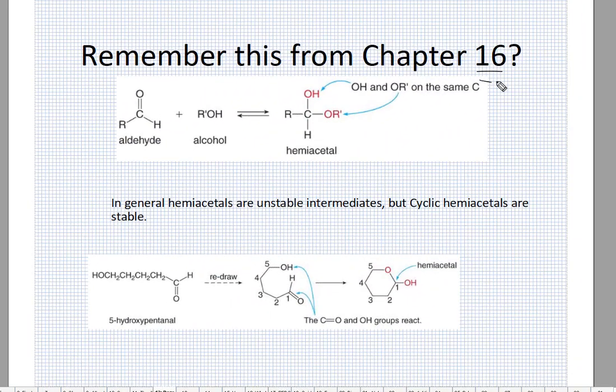Okay, so in chapter 16 we talked about acetals and hemiacetals. These are addition reactions. We add an alcohol to an aldehyde. This bond kind of opens up and we get the OH. So this oxygen here is this oxygen here, and then this OH becomes the ether. So this R group is R prime here.